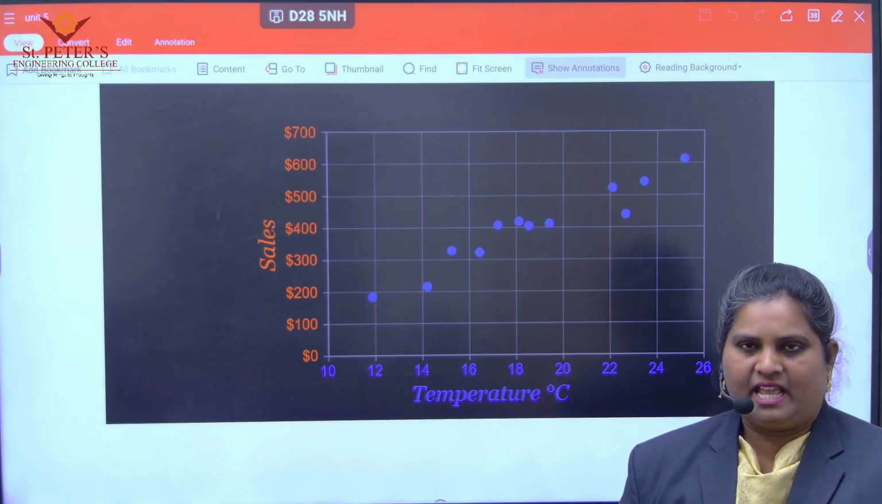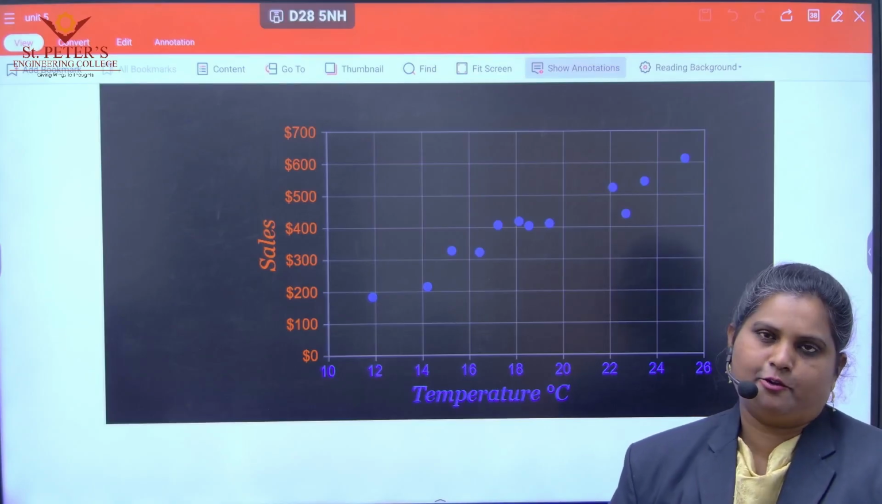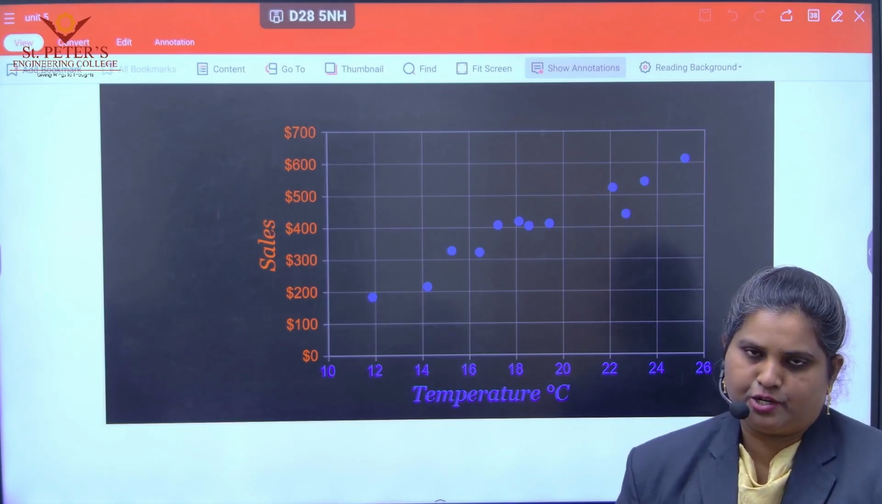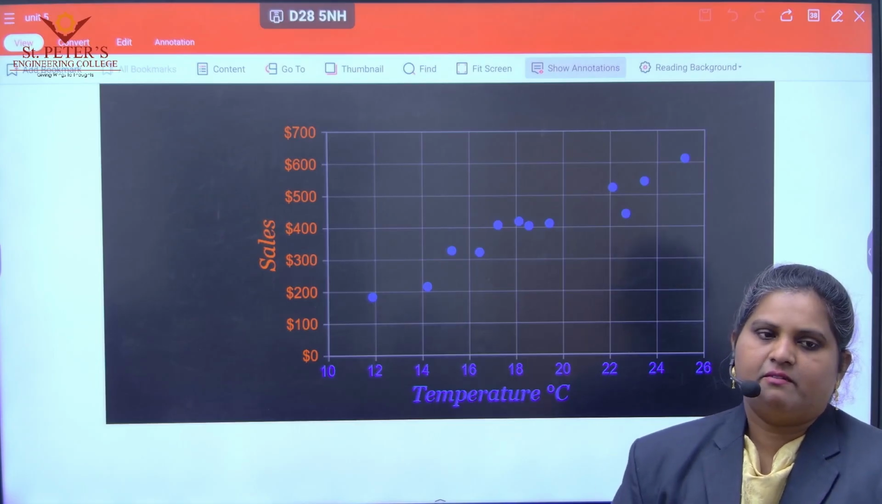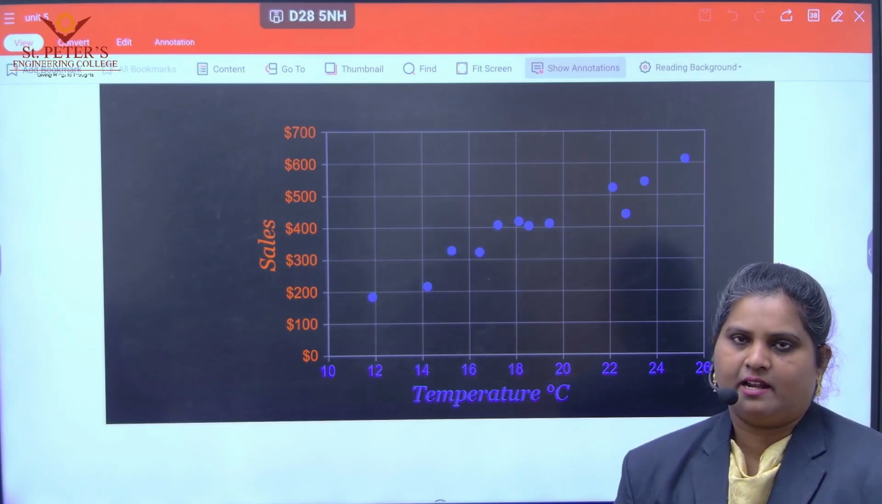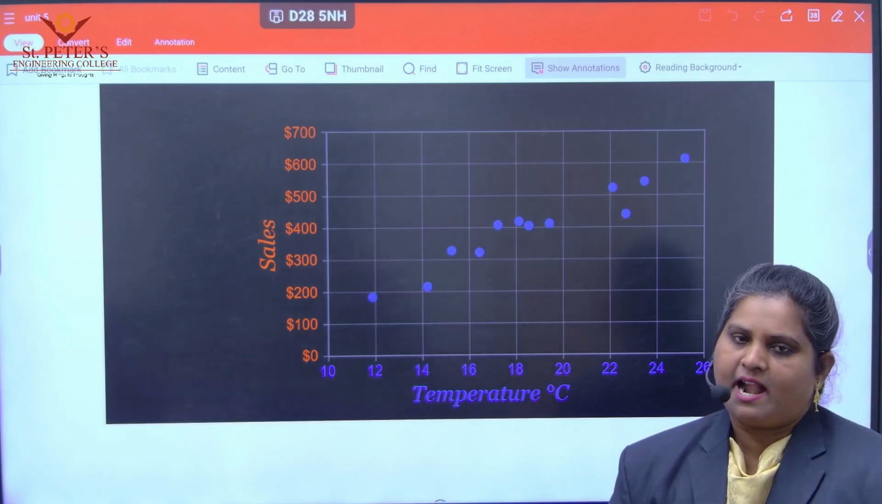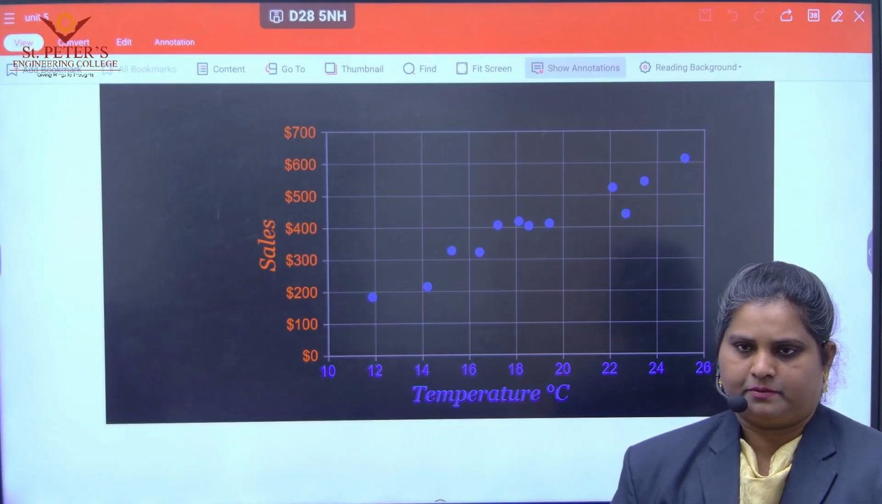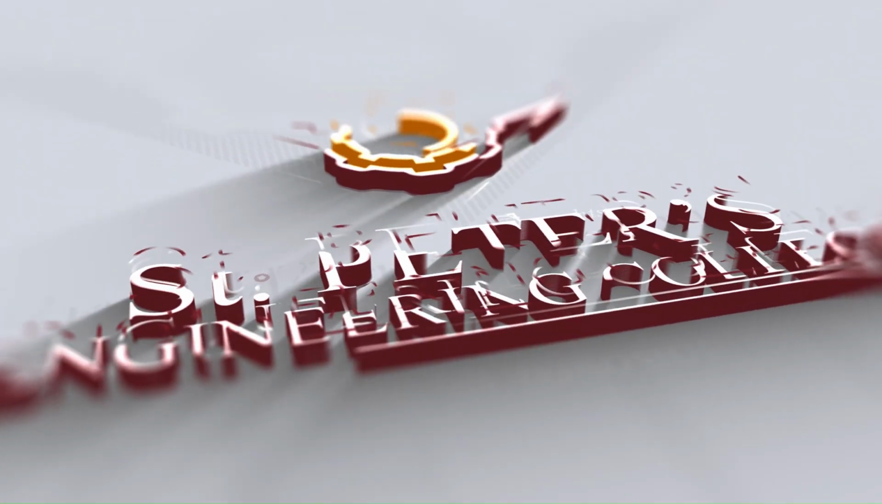So today we just discussed the topic called graphs. A graph and chart is a visualization tool, and with this graph and chart we are going to analyze our business information. That's all.